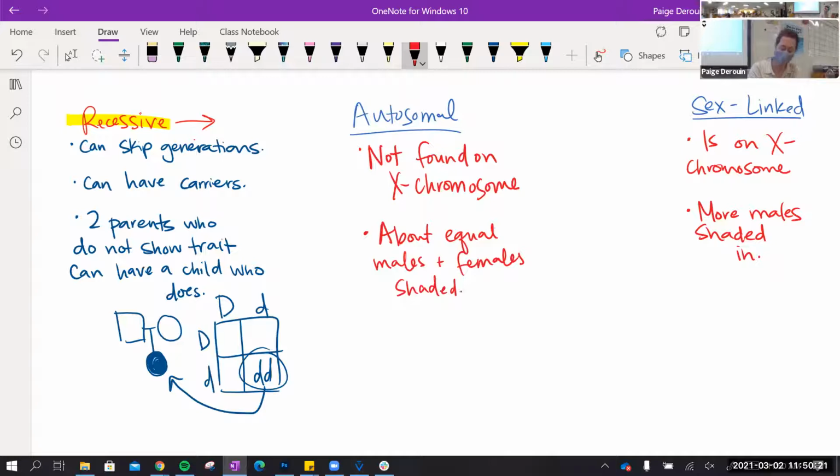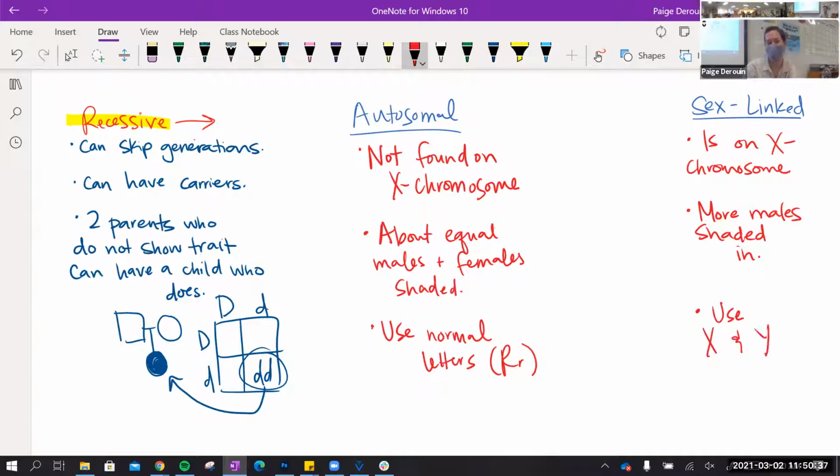When it's autosomal, you just use normal letters, like R or whatever you want to use. When it's sex-linked, you use X and Y, and your X gets your exponent, superscript letters, whatever you're using. Doesn't have to be H.